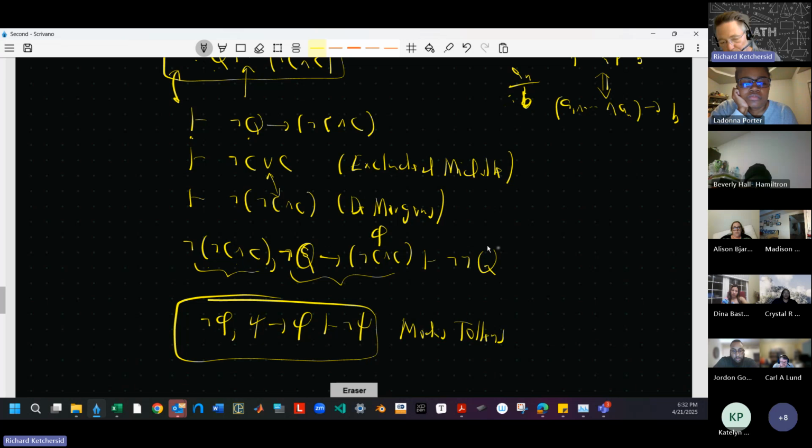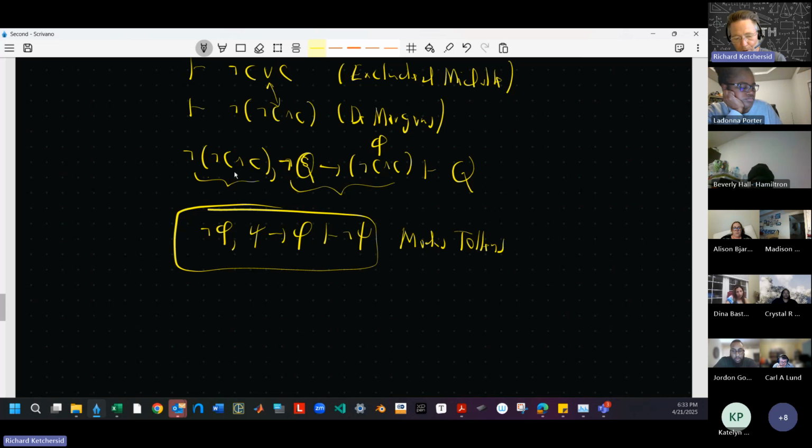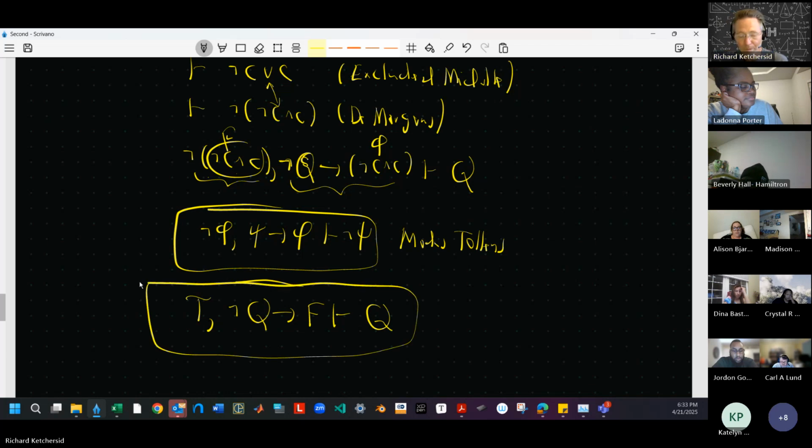So this is where the real crux of the thing comes in, from these two things. Let me just put false back. If this thing I had just written down was false, this thing would just say true. So I basically have true and not Q implies false, implies Q. That's really the heart of the argument. This is the contradiction.